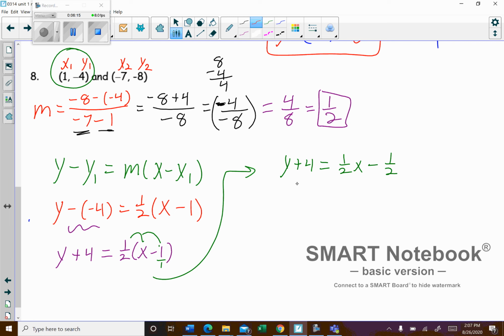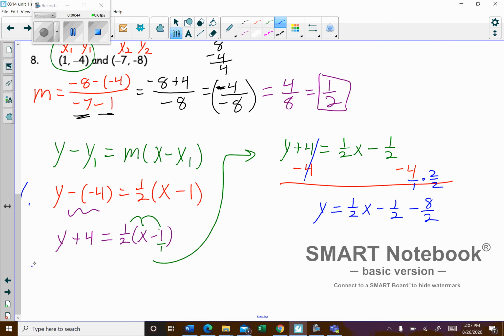The last step will be to subtract 4 from both sides. And so what we're going to do here is we are going to have to get a LCD. So I need an LCD of 2, so I'm going to manipulate that by multiplying that by 2 over 2. So I end up with y equals 1/2 x minus 1/2. And now that minus 4, I'm actually going to change that into a minus 8 over 2 so that I can have a common denominator.